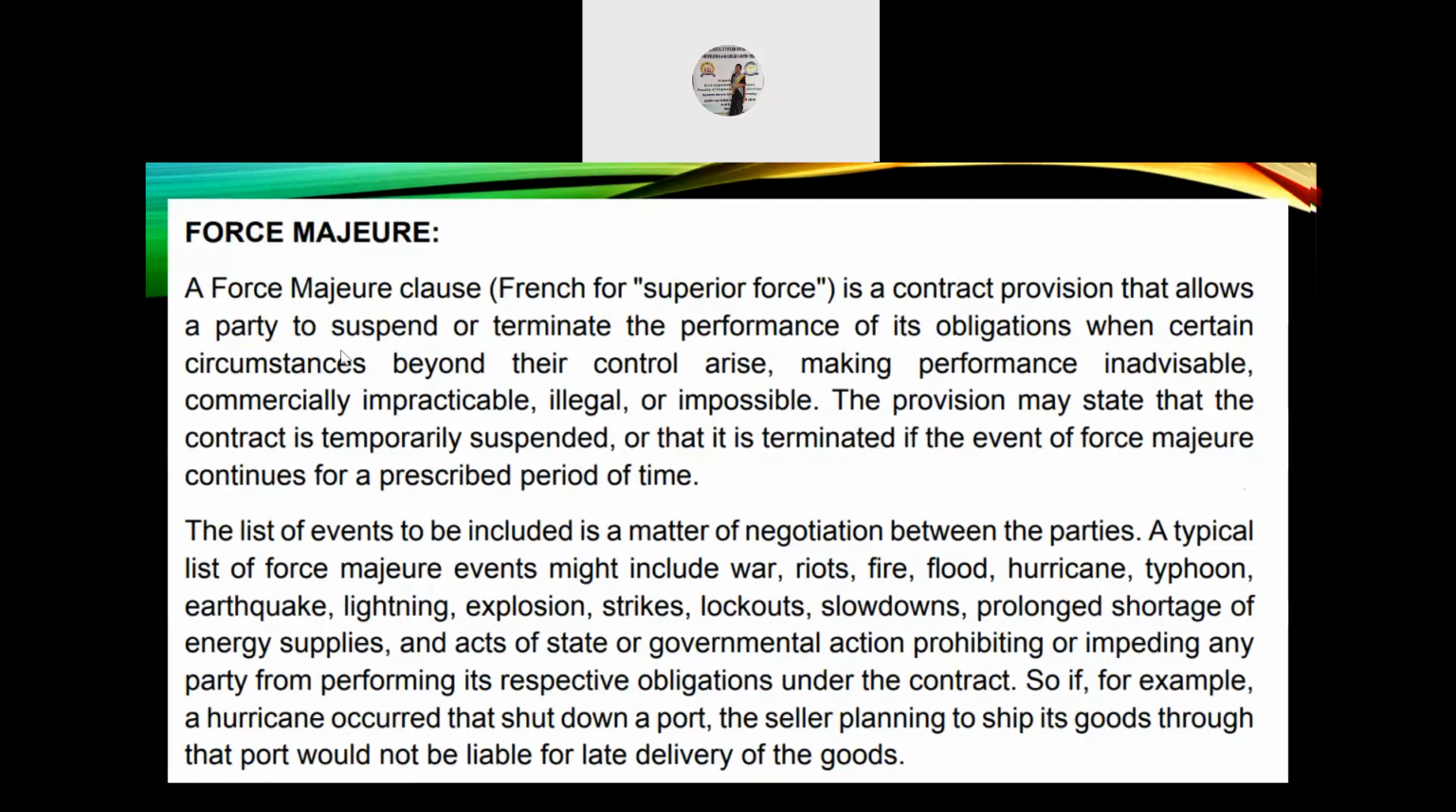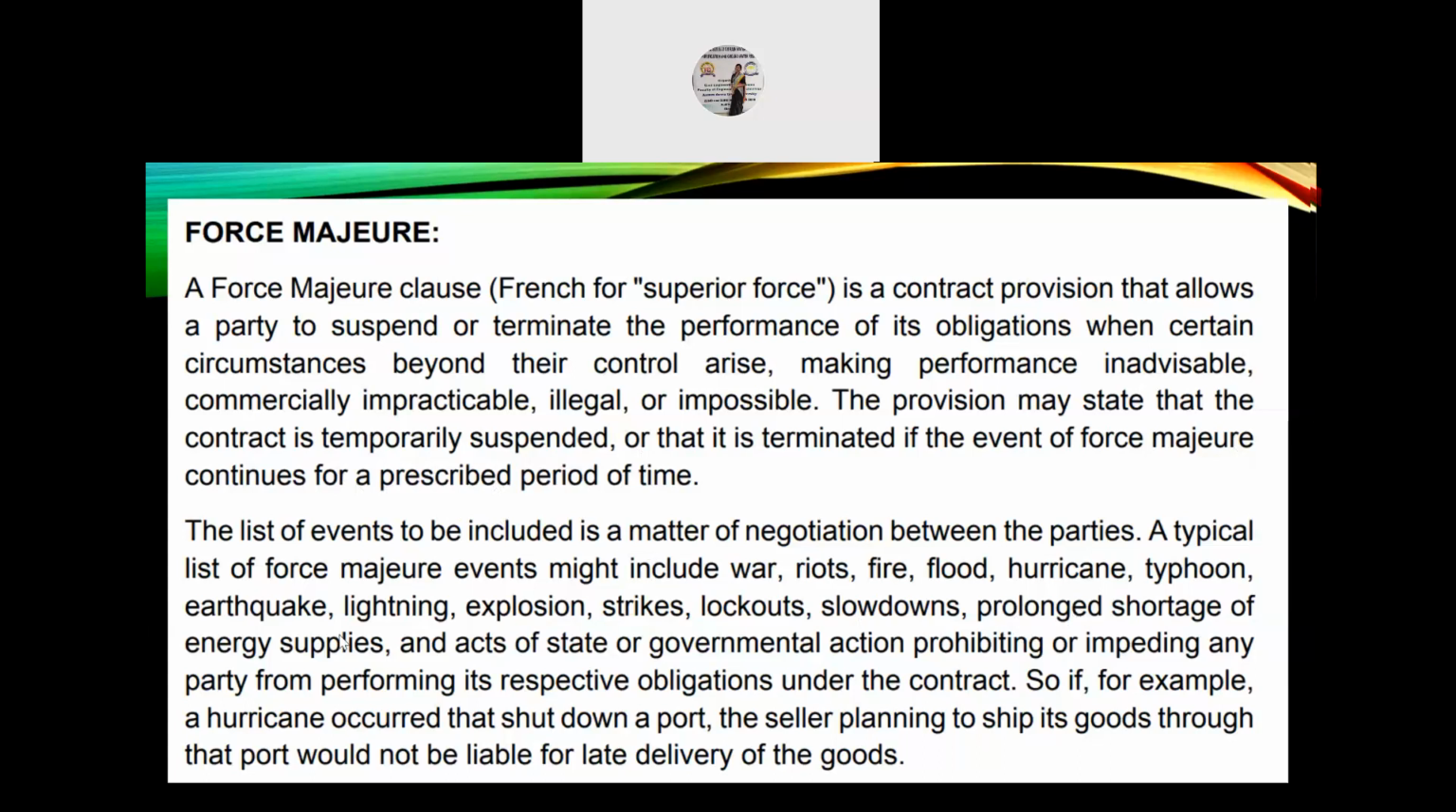So, force majeure. A force majeure clause, French for superior force, is a contract provision that allows a party to suspend or terminate the performance of its obligations when certain circumstances beyond their control arise, making performance inadvisable, commercially impracticable, illegal, or impossible. So the provision may state that the contract is temporarily suspended or that it is terminated if the event of force majeure continues for a prescribed period of time.